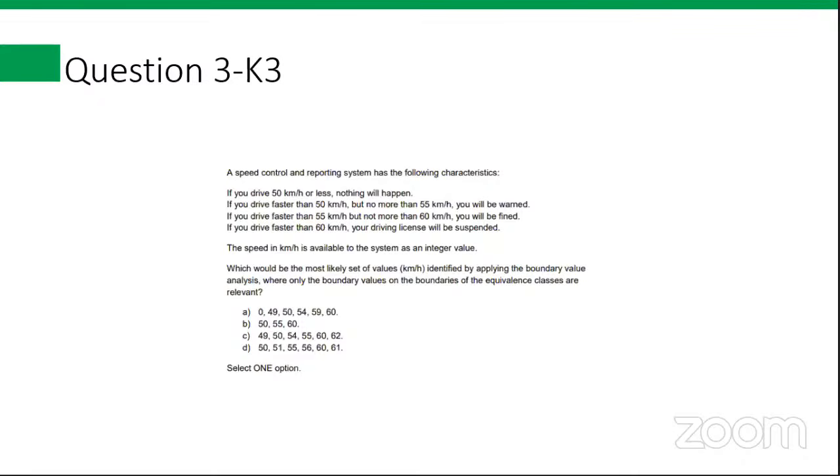So first statement: if you drive 50 kilometers or less, nothing will happen. So the boundary value here is 50. Let's go to the next statement. If you drive faster than 50 but not more than 55, you will be warned. Faster than 50 means it's 51, and not more than 55 means it's 55. So you have two values here.